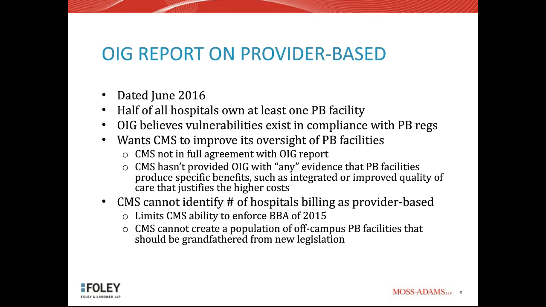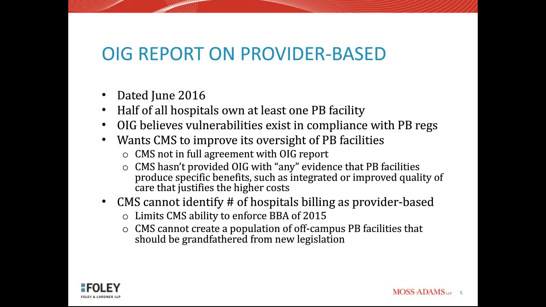CMS cannot identify the number of hospitals billing as provider-based. Well, that's because there's no database that exists as to what's provider-based and what's not, and the UB04 claim form that hospitals use to bill their facility services for those provider-based departments does not indicate a location of services. So the OIG did a random poll, selected 333 hospitals, and then selected 50 hospitals for their sample, and used those 50 hospitals in their report and are applying their results.